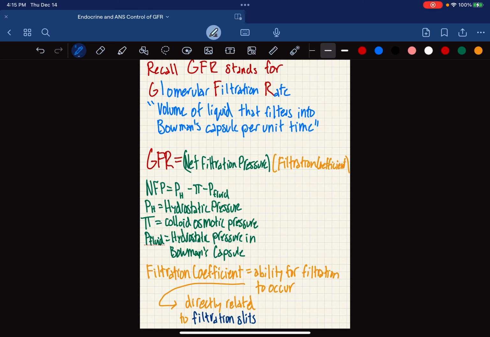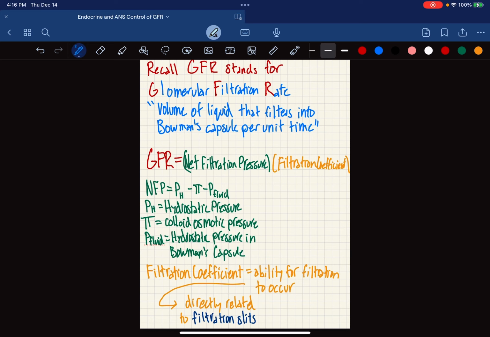In order to find the rate, you multiply the net filtration pressure times the filtration coefficient. And the net filtration pressure is equal to the hydrostatic pressure minus the colloid osmotic pressure minus the hydrostatic pressure in Bowman's capsule. And as for the filtration coefficient, it means the ability for filtration to occur, which is kind of just directly related to filtration slits.